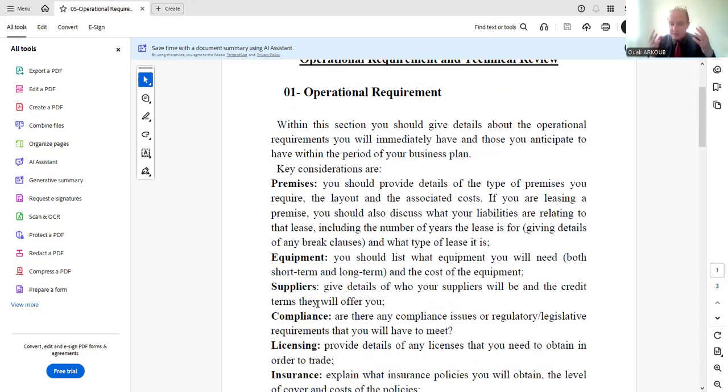You should list what equipment you will need, both short term and long term, and the cost of the equipment, the equipment needed to begin in this project, this startup, this service or this product. The third point is suppliers. Give details of who your suppliers will be and the credit terms they will offer you.